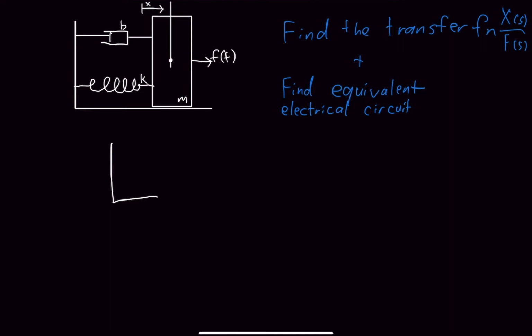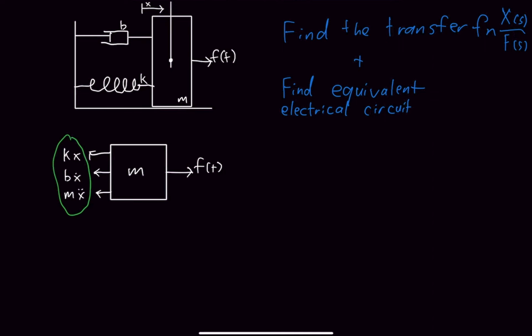So first thing we need to do is draw our free body diagram. This is a mess. We can see that we have a forcing function and everything that opposes it. So we have our spring, our dampener, and our mass itself. Keep in mind that these three are all forces opposing the other force.